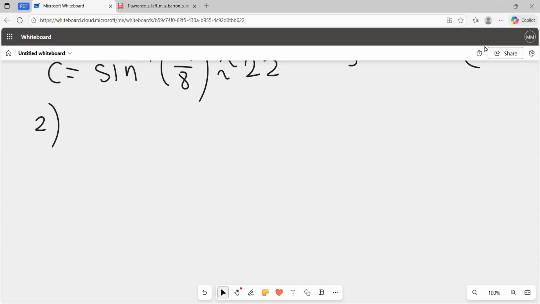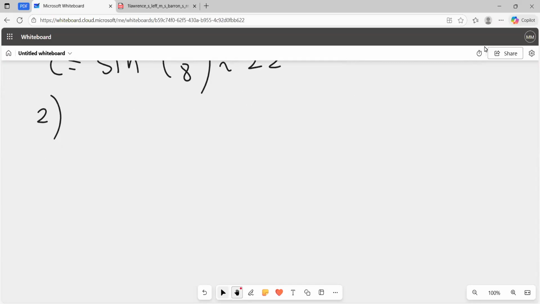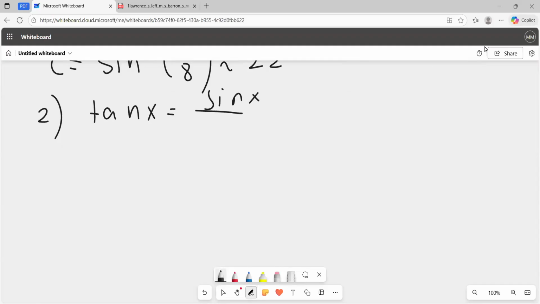And we have some identities related with trigonometric ratios. One of the important ones is this one. Let me first write it. Tangent of x is equal to sine x divided by cosine x.